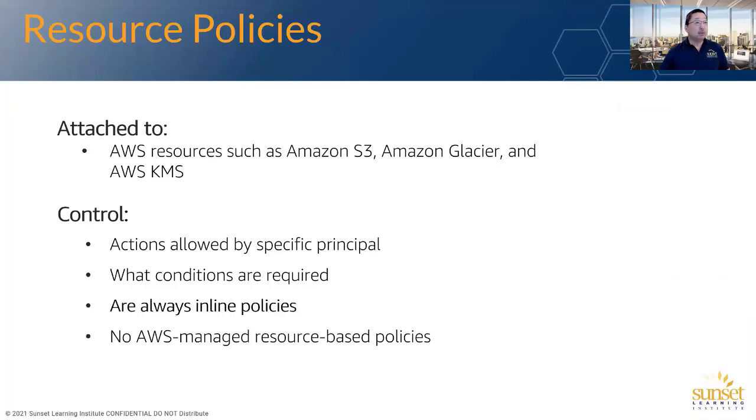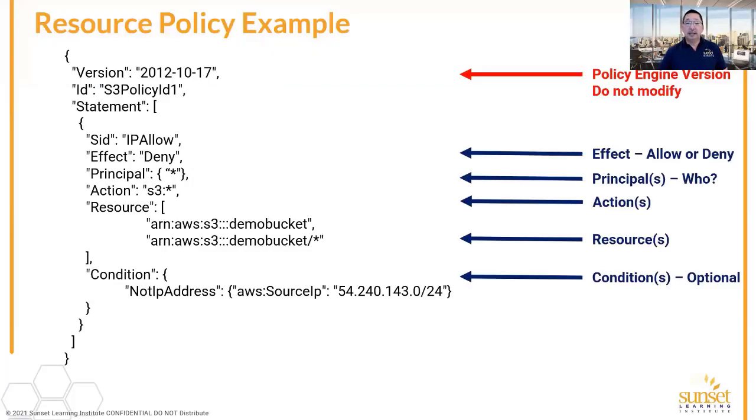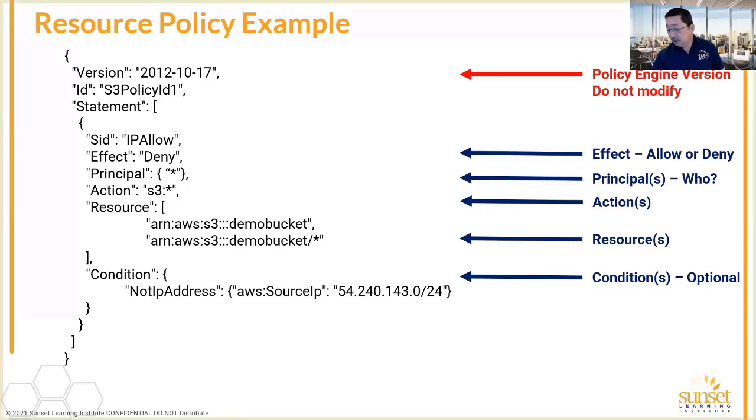We also have something called resource policies, where instead of applying policies directly to a user or group or a role, we can apply policies to resources. In this particular case, we've got a storage resource called an Amazon S3 bucket, or Simple Storage Service bucket. And again, we have our friendly version number that we're not going to mess with. That just tells AWS what policy engine is going to be able to process this particular policy statement.